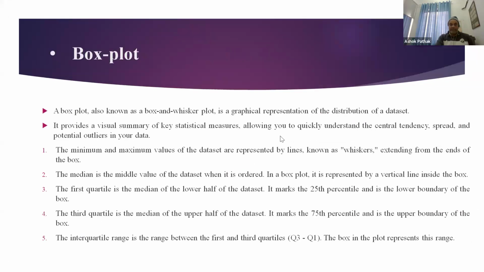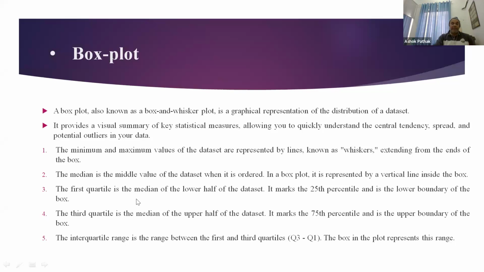So this is the box plot, also known as a box and whisker plot. This is a graphical representation of the distribution of a data set. It provides a visual summary of key statistical features, allowing us to quickly understand the central tendency, spread, and potential outliers in your data. The minimum and maximum values of the data are represented by the lines known as whiskers extending from the ends of the box. The median is the middle value of the data. In a box plot, it is represented by the vertical line inside the box.